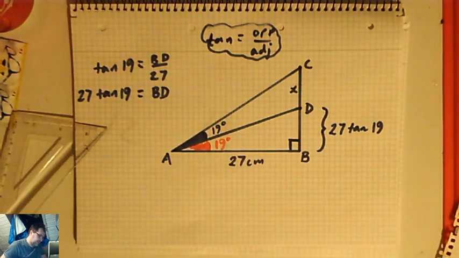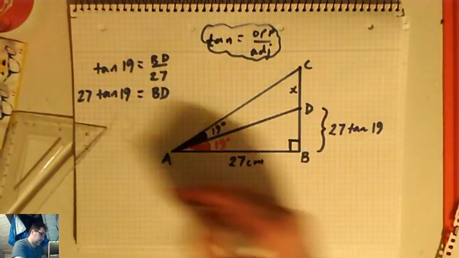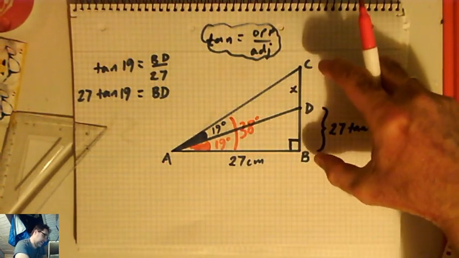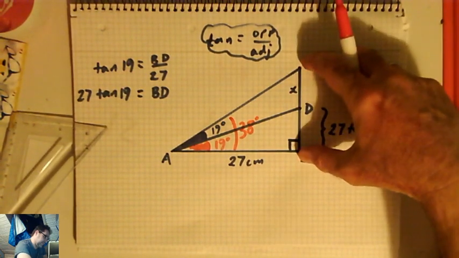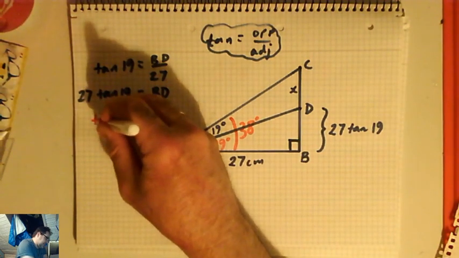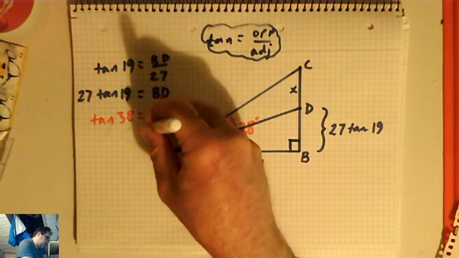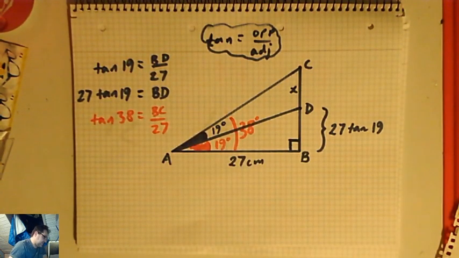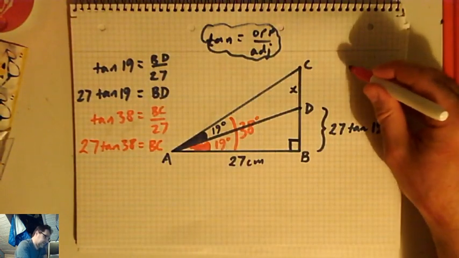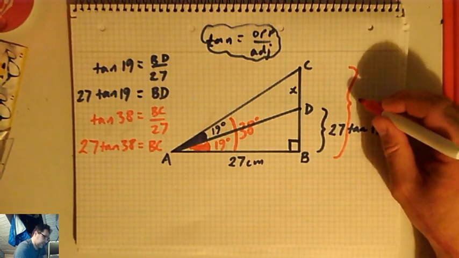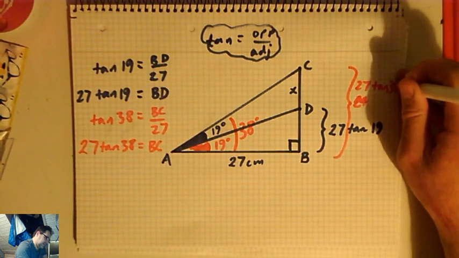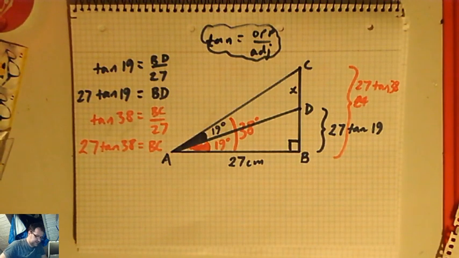Now let's go a different colour for this, see if my red will hold out. So meanwhile, thinking about the big triangle ABC, we've got an angle of 38 in the whole thing. And if I want to work out the big side BC, then BC is opposite the 38 and the adjacent is still 27. So tan 38 equals BC over 27, and multiply both sides by 27. 27 tan 38 is equal to BC. So this whole big side of the triangle is 27 tan 38. I don't know how clear that is. I need some better pens again, I think. These don't last very long.